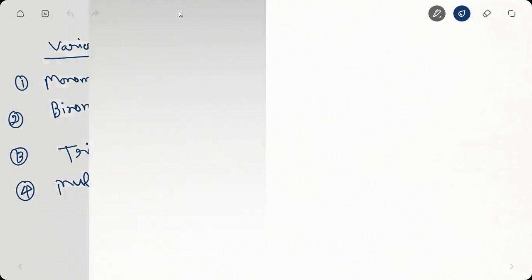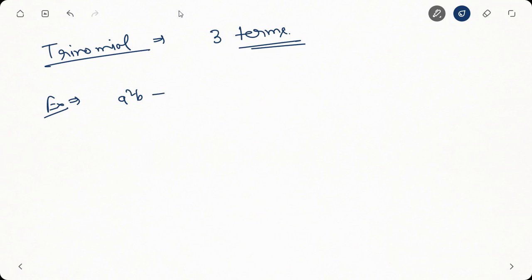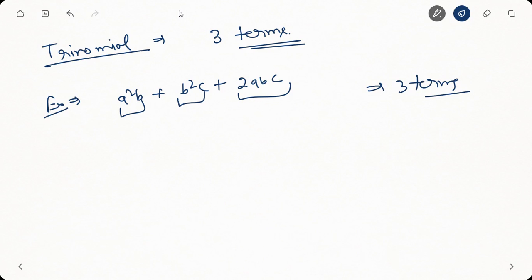right? Moving to third, that is trinomial. Any algebraic expression which has three terms is called a trinomial, right? Example, a square b minus b square c plus 2abc. How many terms are there? One term is this, another term is this, and third term is this. So 3 terms. So this is a trinomial, correct? Similarly, if I say x plus 2y minus 3z, how many terms are there? One term, two terms, and three terms. So there are 3 terms, so this is also a trinomial, correct?